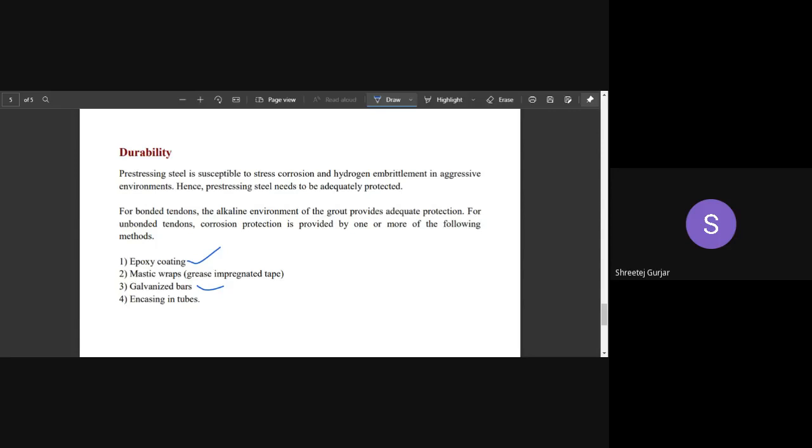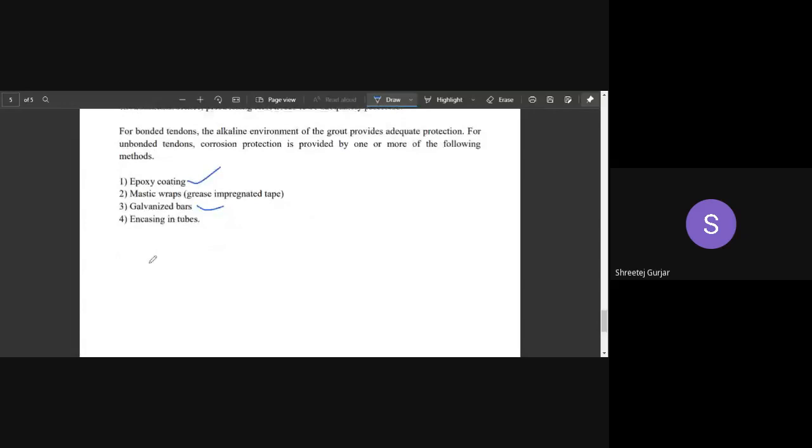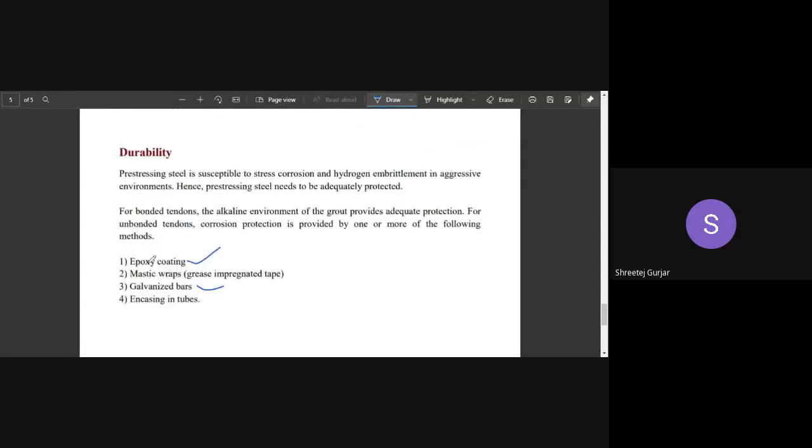For bonded tendons, what we can do is provide grout, and we can provide some amount of cover. So along with cover, these are a few methods which I have explained, which will be helpful for increasing the durability of your steel. Okay, so this is about the properties of your steel.